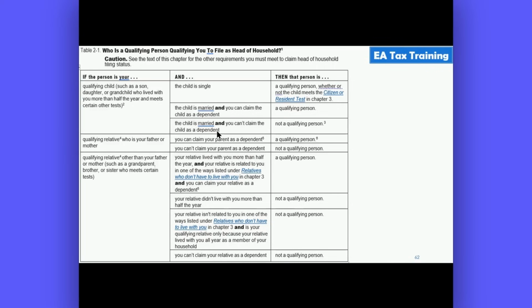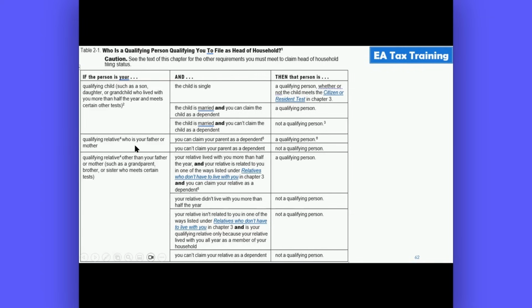So again, not going to apply to very many people. But if you have that case, they are not a qualifying person. So basically, if you have a child or a grandchild that lives with you for more than half the year, that child is going to qualify as a qualifying person, unless they're married and you cannot claim them as a dependent. Next category is qualified parents.